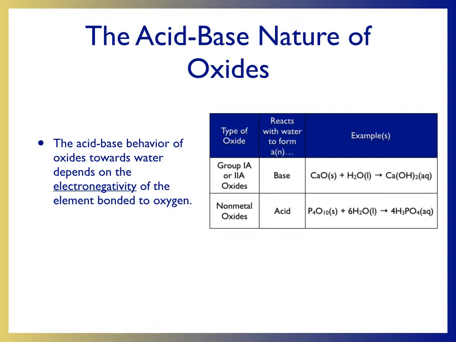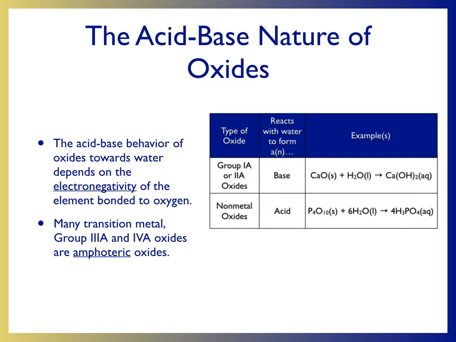There's also an in-between nature, where the oxides tend to be able to react as acids or bases, depending on the situation. This tends to happen with transition metal oxides or oxides from group 3A and 4A metals. We call these oxides amphoteric, which is a general term that means those oxides can behave as acids or bases, depending on the situation. You might remember we talked about another term that meant a very similar thing, amphiprotic.